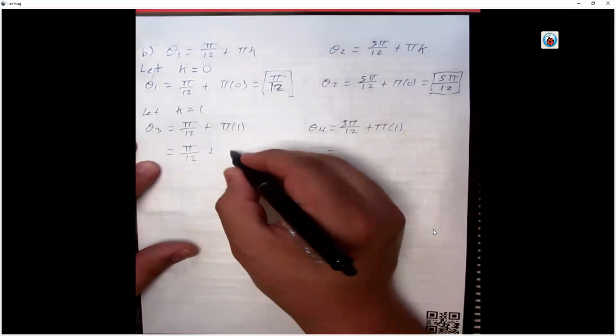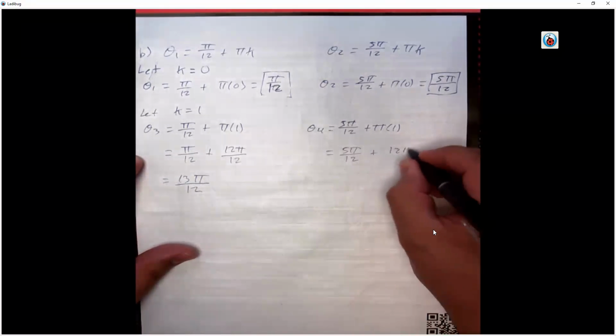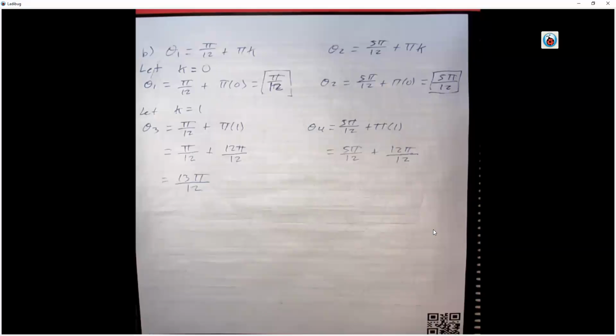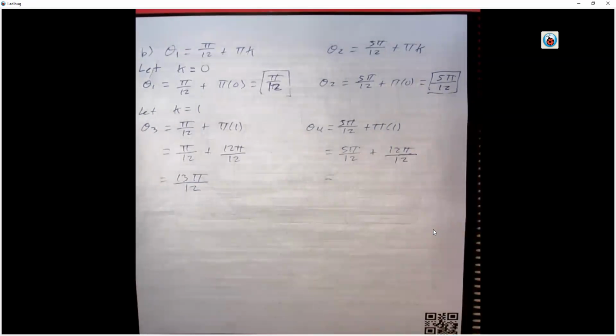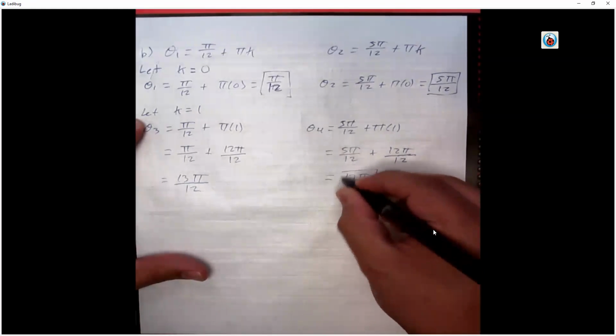So add that together. What's theta 3 going to be? Yeah, 13 pi over 12. This guy will be 5 pi over 12 plus 12 pi over 12. Okay. So the next answer will be 17 pi over 12. We got 4 solutions.